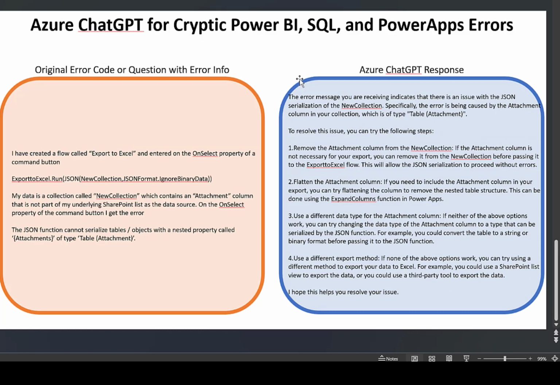So again, whether or not this would have actually solved the issue for the user, you don't know until you see it out in the real world. But the number one recommendation was to remove that attachment column, which is effectively what the accepted solution did.